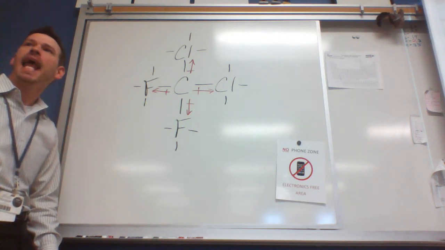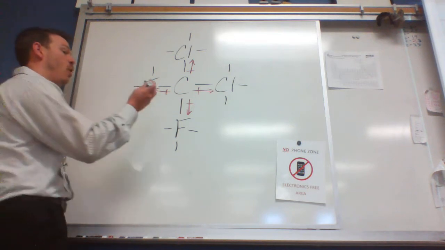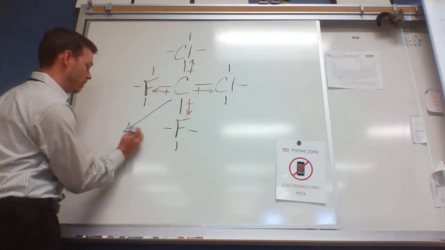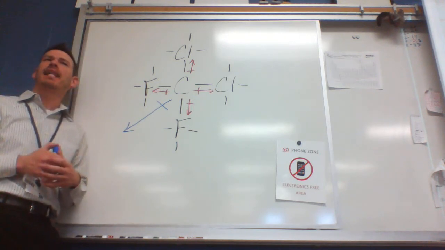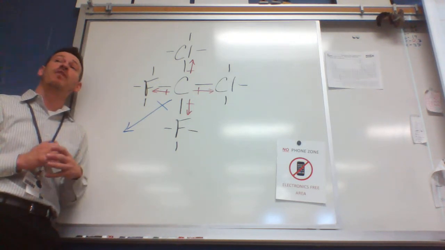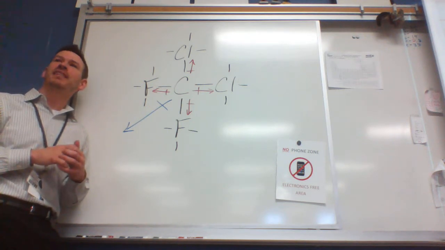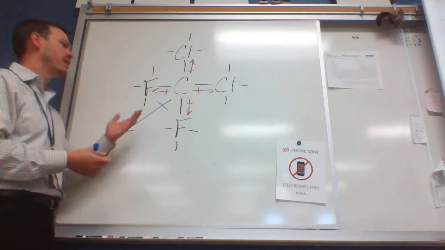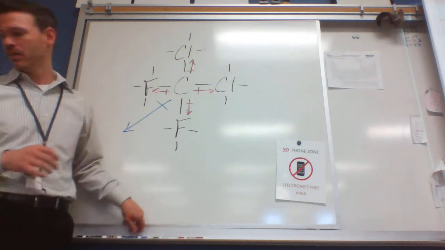There is a net dipole moment, and that net dipole moment is here. Why did I put it there? Why would it make sense that that is the correct place to draw the net dipole moment? The F's are stronger than the Cl's, and so what I did was I averaged their direction.